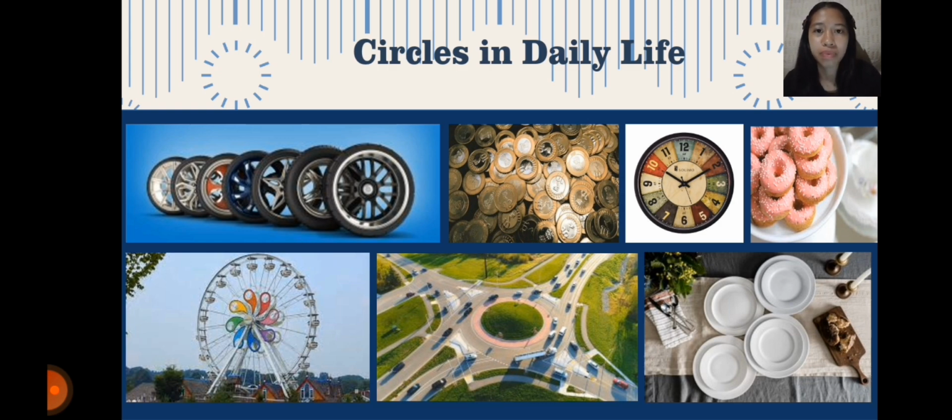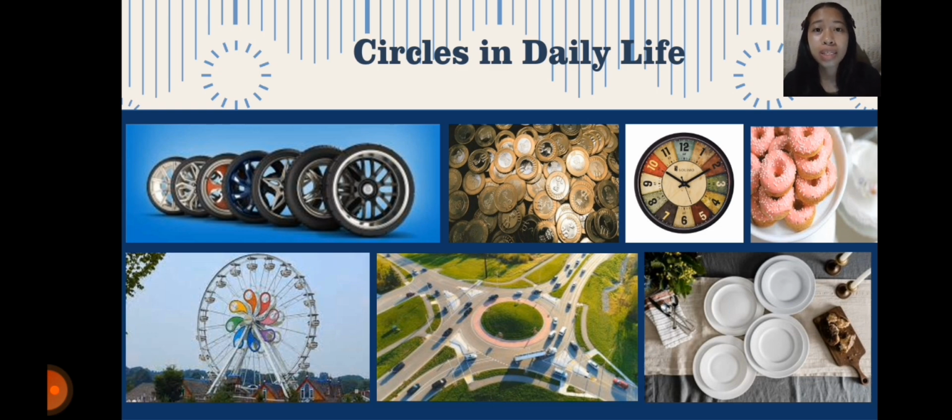Wheels and tires. Cars, bicycles, and motorcycles all use circular wheels, allowing smooth motion. Coins. Most currencies have circular coins, making them easy to stack and roll. Clocks. Traditional analog clocks use a circular shape to display time effectively. Donuts and plates. Many food items like donuts and plates take a circular form for convenience and aesthetic appeal.